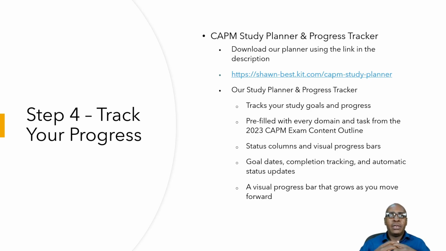Step 4 is that you should track your progress. We have designed a study planner and tracker, which I would like to share with you for free. You can download the planner using the link in the description section. Our study planner and progress tracker tracks your study progress and your study goals. It is pre-filled with every domain and task from the 2023 CAPM exam content outline, which is the current CAPM exam content outline. You'll be able to see how you're progressing as you move along. You can put in your goal dates, your completion tracking, automatic status updates. These are all things that you can get from our planner.